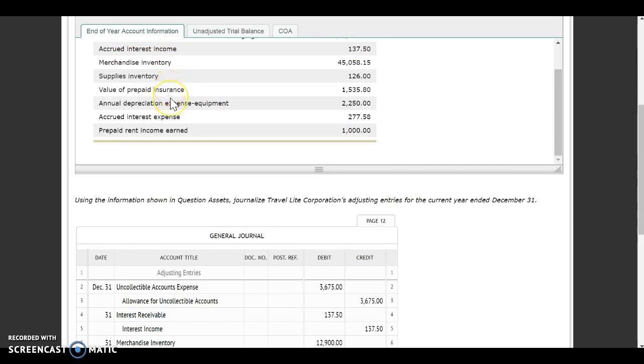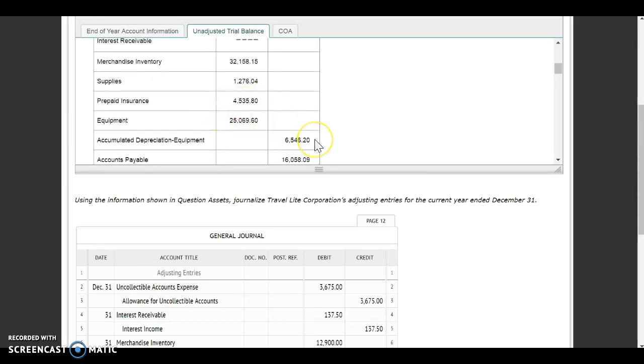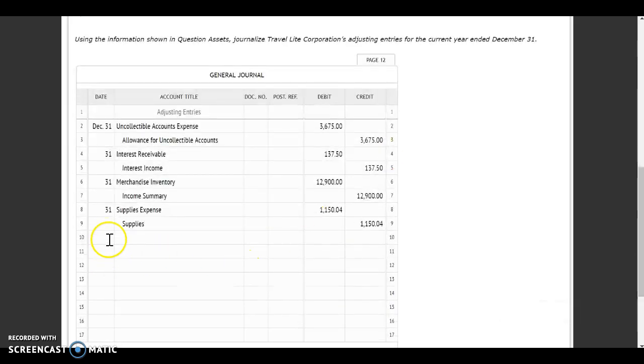Okay, next I'm looking at my prepaid insurance. I'm going to do the same thing. I'm going to go to my unadjusted trial balance, and my prepaid insurance is listed as $4,535.80. I need to subtract from that what it should be, $1,535.80. That means that I have an adjustment of $3,000 to my insurance.